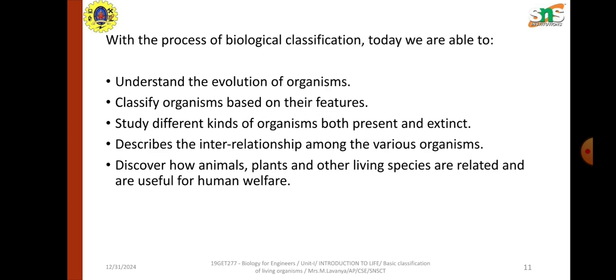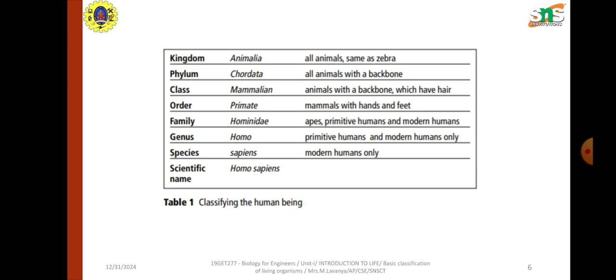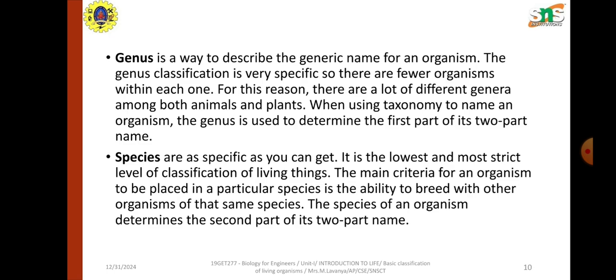In this, we have seen the example of human being, right? Each classification comes under kingdom, phylum, class, order, family, genus, species. The scientific name is Homo sapiens for human beings, where Homo is the genus name and sapiens is the species name. This is what is explained in this last definition of genus and species.